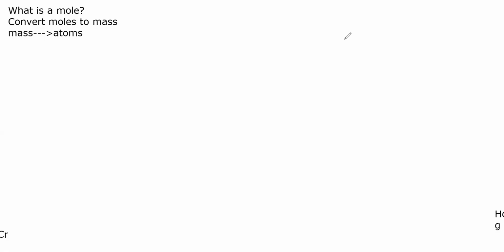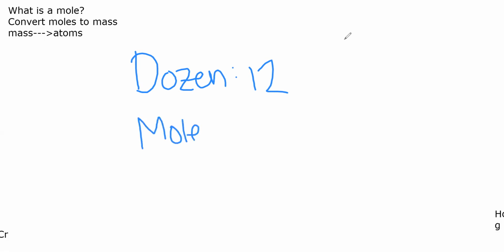Okay, so first we have what is a mole. So we can look at a dozen to kind of help us. There's a crow, I'm sorry. So a dozen, we all know, is 12. So if you have a dozen of donuts, you have 12 donuts. If you have a dozen of blankets, you have 12 blankets. The mole is the exact same thing. It's just the number is just huge.